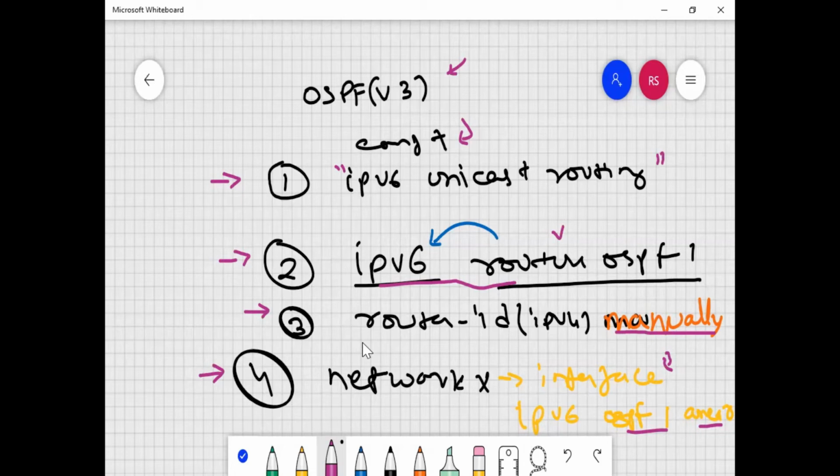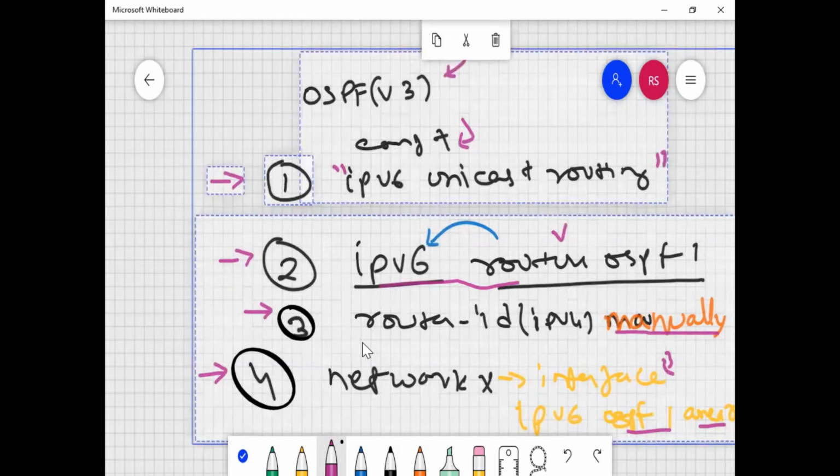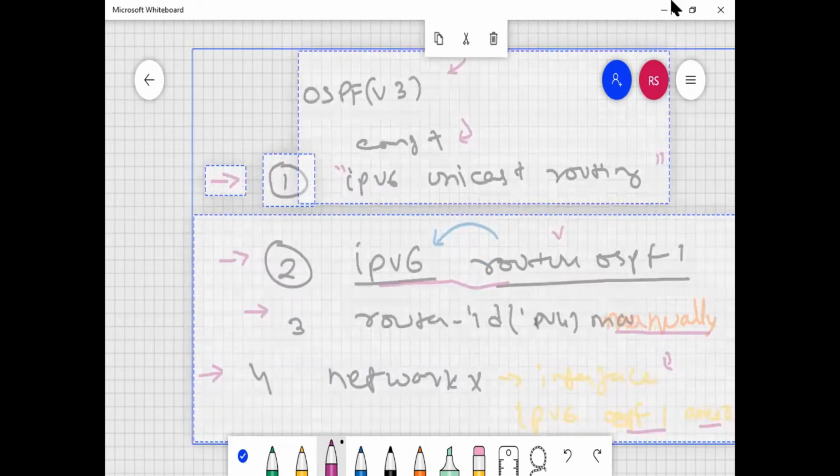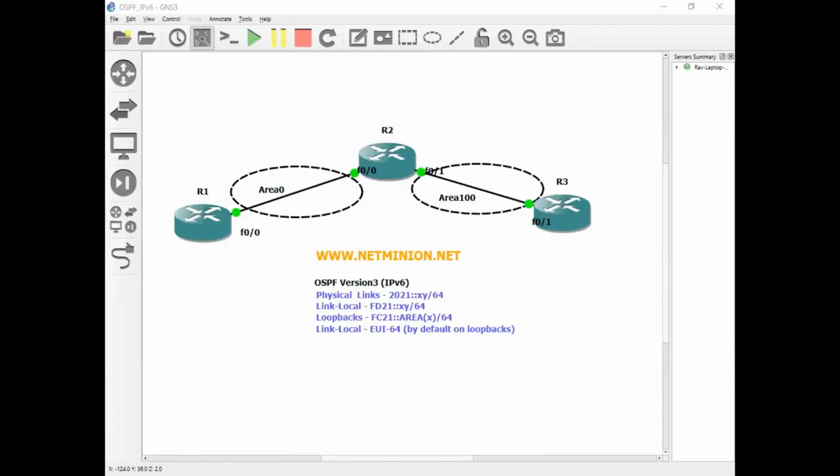So this is the standard syntax for enabling IPv6 and for OSPF version 3. Yes, OSPF version 3 we are talking about. So this is your OSPF version 3. Now let me go ahead and show you each and everything again. This lab will make most of the points very clear. I designed it such that you should be clear with all of these things.